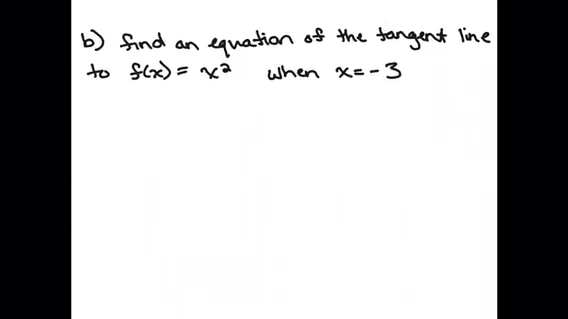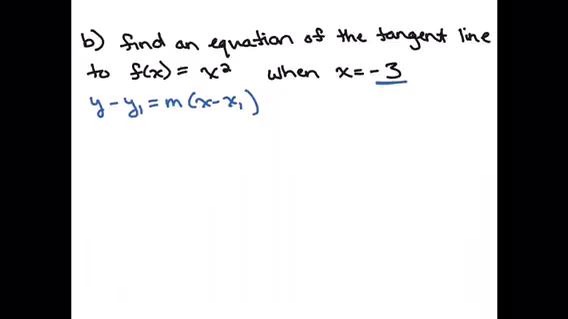Okay, in this example, we're going to go a step further. We're going to write the equation of the tangent line. To do this, I need to know the equation of a line in point-slope form. And in order to write that equation of a line, I need a point, and I also need the slope. Well, we know the slope comes from the derivative, but what about the point? I'm only given this x value here. I need a y value to go with it.